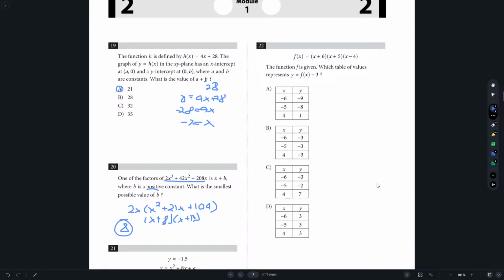f of x is equal to x plus 6 times x plus 5 times x minus 4. The function f is given. Which table of values represents y is equal to f of x minus 3?